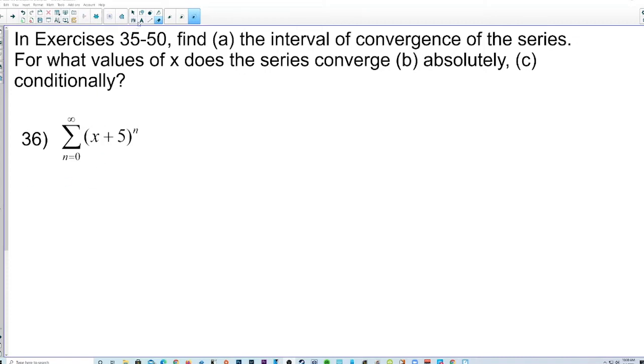In exercises 35 to 50, find A, the interval of convergence of the series. For what values of x does the series converge? B, absolutely, and C, conditionally. Now this one is geometric.